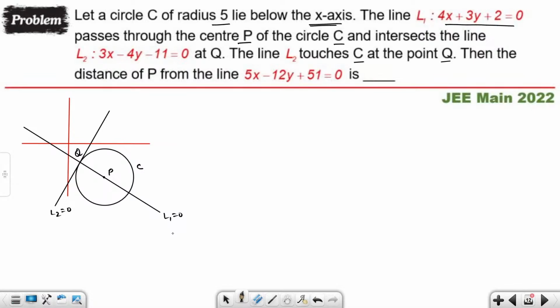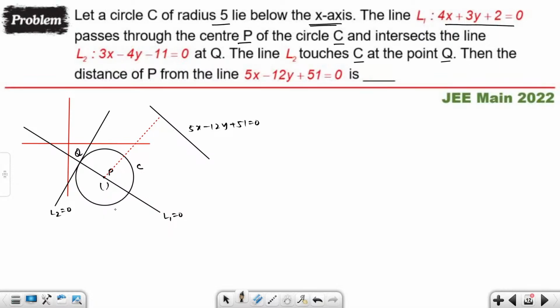Now we have to find out the distance of point P from a line. A separate line is given. The equation of this line is 5x minus 12y plus 51 equals 0. So now we have to find the perpendicular distance from the point P to this straight line. That's the question. This distance can be easily found if you know the center of this circle.